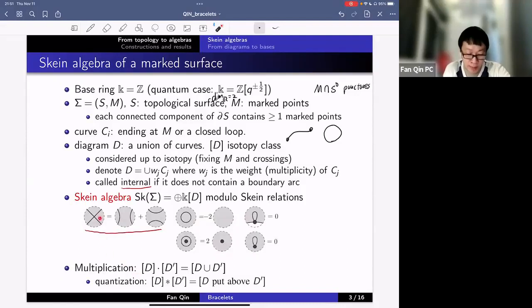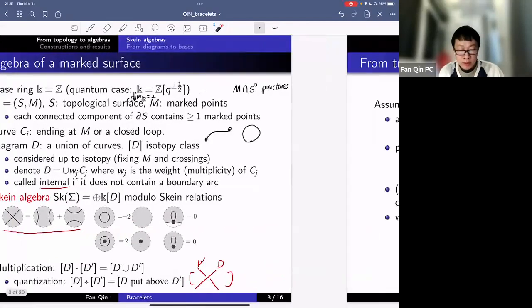Now we'll make this Skein algebra into a commutative algebra by saying that for two diagrams, the multiplication is given by the union. The quantum version is quite easy. If you have two diagrams, D and D prime, the multiplication is simply you put one above the other, and this will give you a non-commutative product. I will skip the detailed definition of quantization. You can imagine that you have to quantize the 2 and -2 here. And there are some natural definitions.